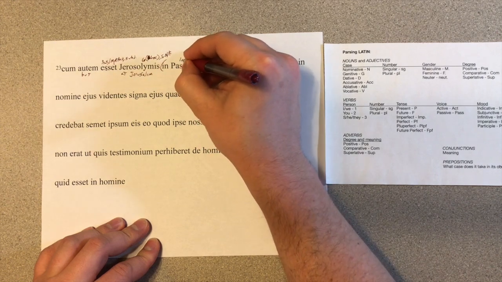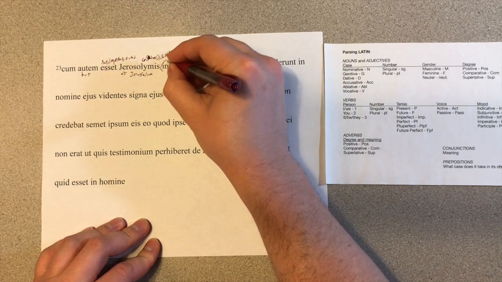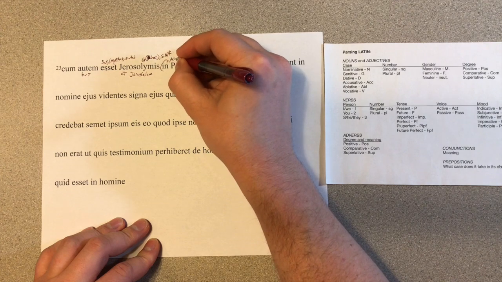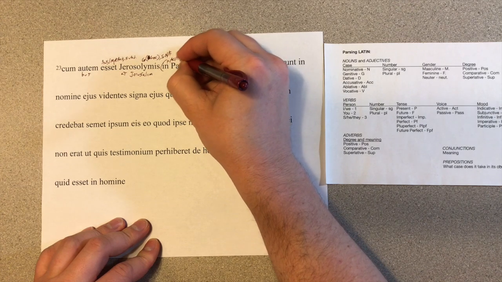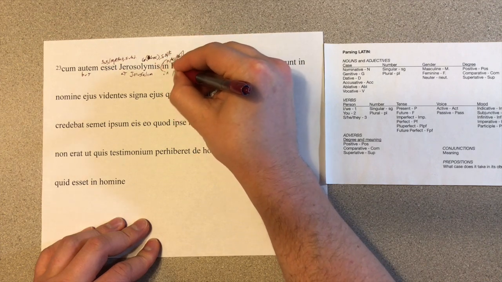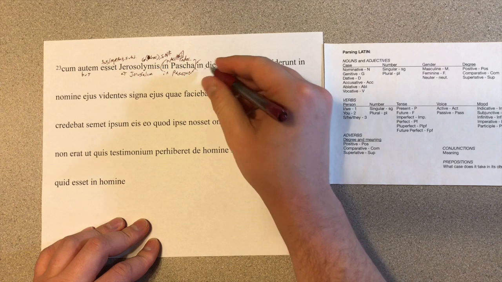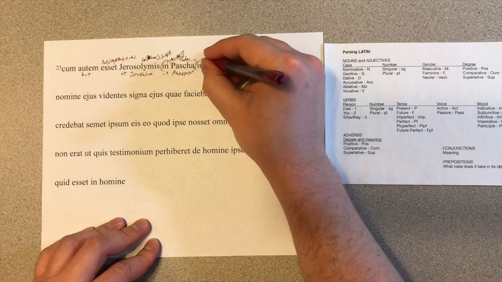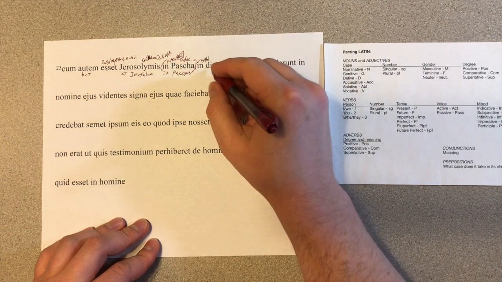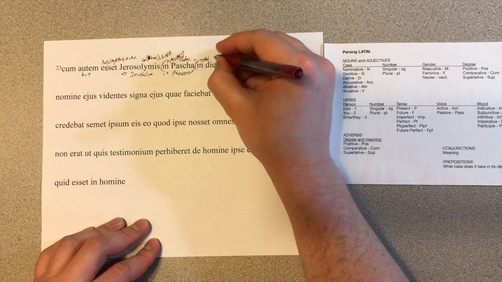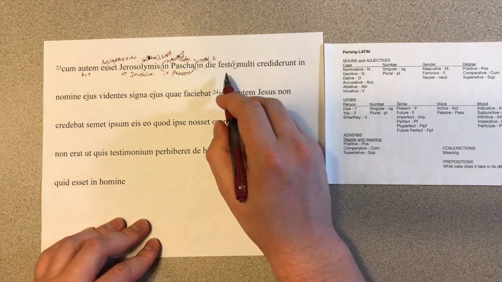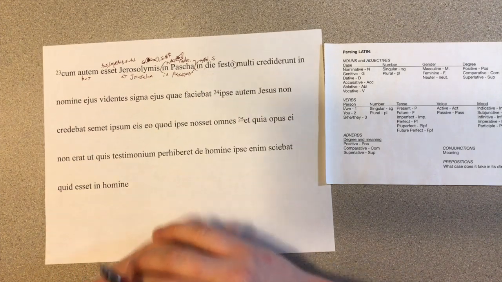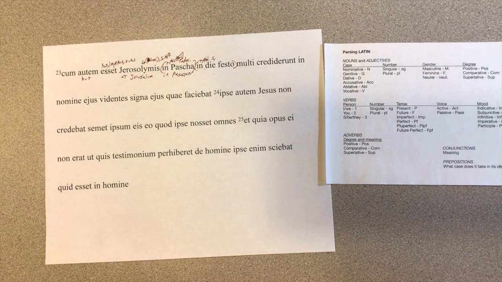In Pascha is indeclinable, plus accusative or ablative, in this case, ablative. In die festo, multi is the wrong form to be part of this, so it has to end right there. This one is taking the ablative. Die is going to be, of course, singular and feminine, except that festo is masculine. I don't remember now if festo is, in fact, an adjective or a noun. I think it's probably a noun.